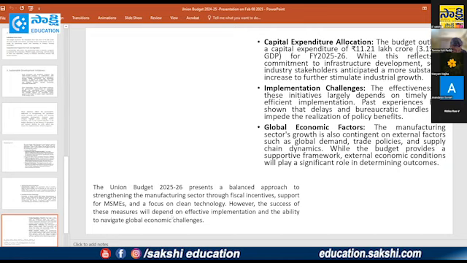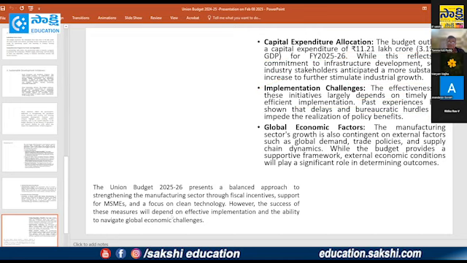Capital expenditure allocation. The budget outlines a capital expenditure of 11.21 lakh crore, 3.1% of GDP for the financial year 2025-2026. While this reflects a commitment to infrastructure development, some industry stakeholders anticipated a more substantial increase to further stimulate industrial growth. Implementation challenges. The effectiveness of these initiatives largely depends on timely and efficient implementation. Past experiences have shown that delays and bureaucratic hurdles can impede the realization of policy benefits.